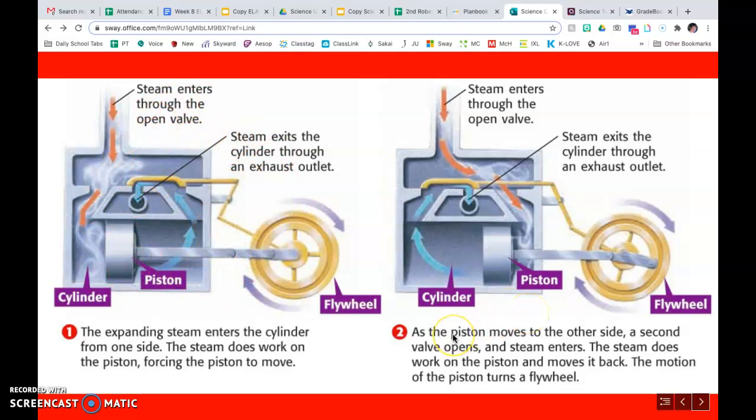And then as the piston moves to the other side, the second valve opens up and steam enters. The steam does work on the piston and it moves back. The motion of the piston then turns the flywheel. So very simple technology. And this is how the very first steam engines were built.